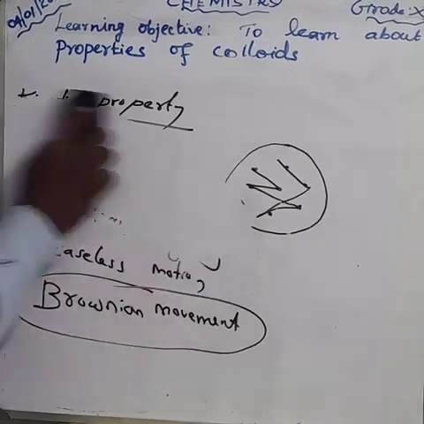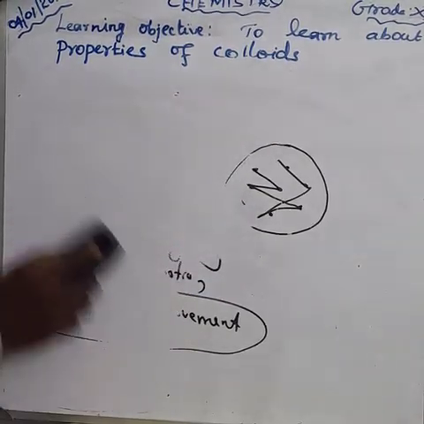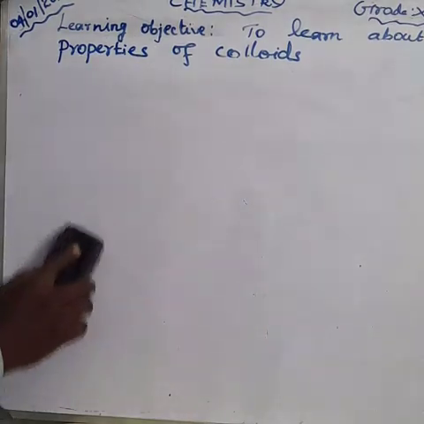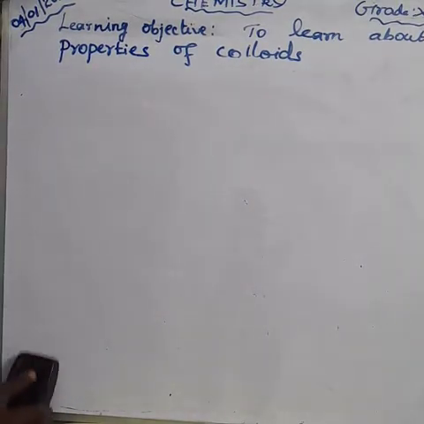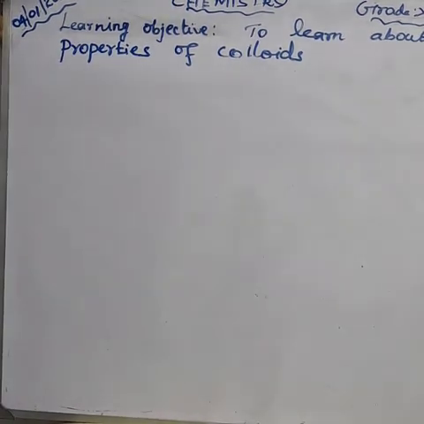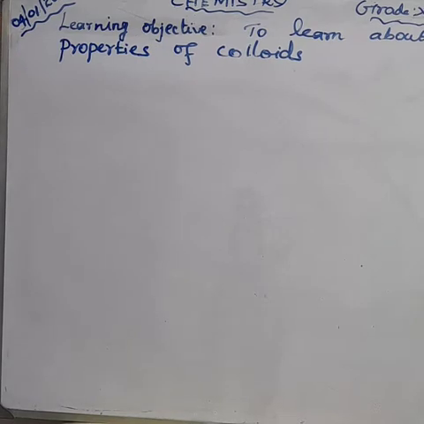One is the Helmholtz double layer. The next is electrophoresis. The other one is electroosmosis. Okay, the three important electrical properties. One is the Helmholtz double layer. Okay. Here, what is the Helmholtz double layer?